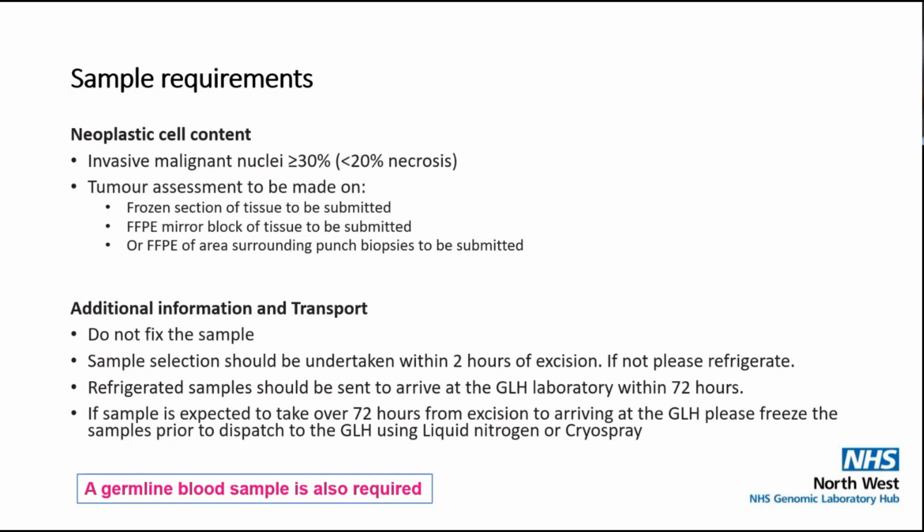We do ask that the samples are not fixed if they're coming for whole genome sequencing. Ideally, they should be taken and sent to us within 72 hours. If that's the case, they can just be put in a dry, sterile pot and do not need to be snap frozen. If they are going to be stored for any length of time, or it's going to take longer to get them to us, then they do need to be frozen as soon as possible after excision, and then stored frozen. And just a note at the bottom that we do require a germline blood sample as well for whole genome sequencing.